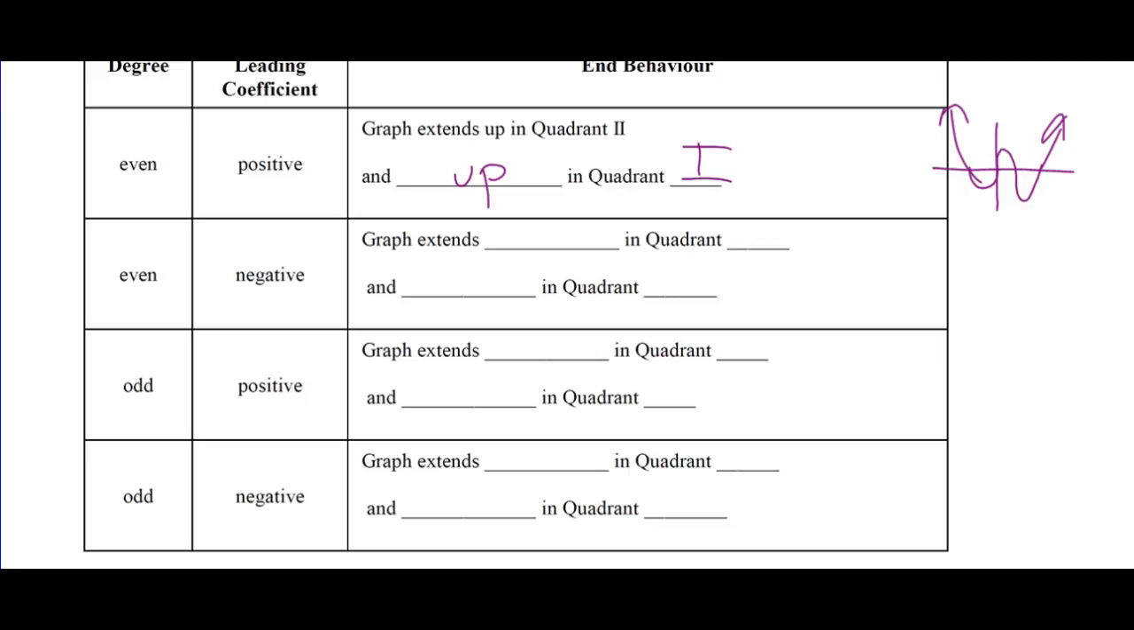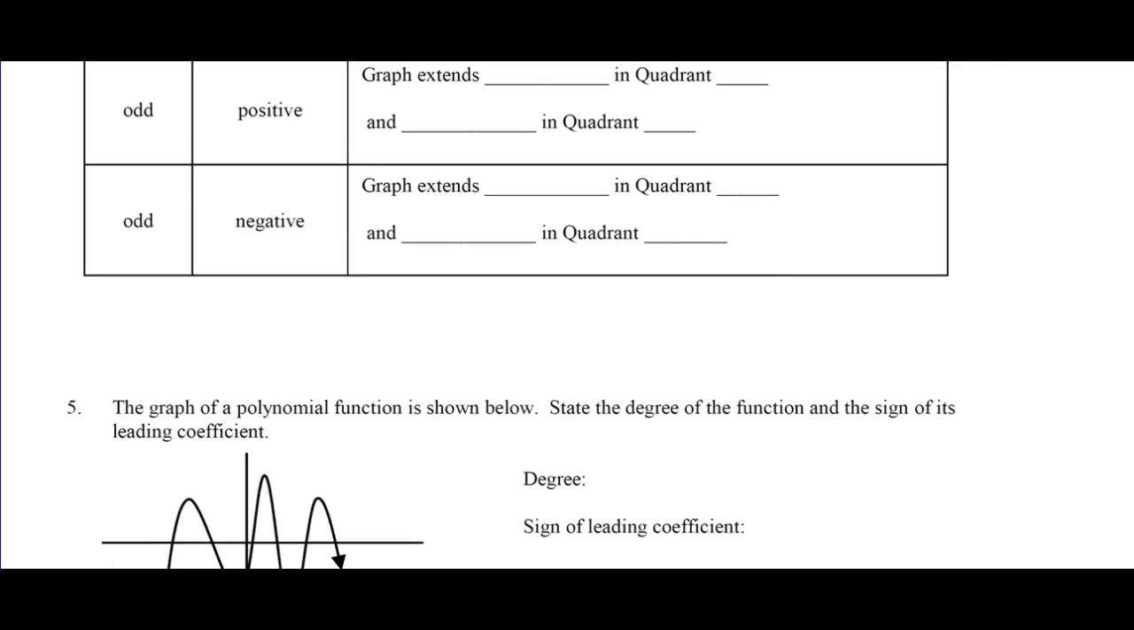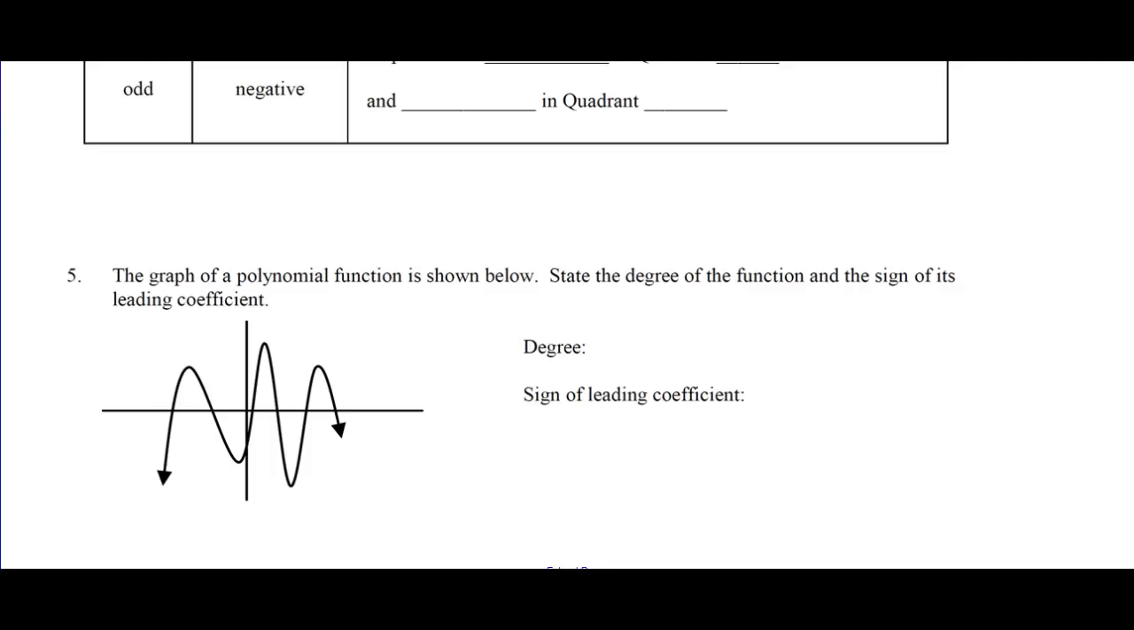Look at the table, look at even, look at degree 2, look at degree 4, look at degree 6. What happens when the leading coefficient is positive? What happens when the leading coefficient is negative? Look at degree 1, look at degree 3, look at degree 5. What happens when it's positive? What happens when it's negative? It will always happen. Okay? There are no exceptions.